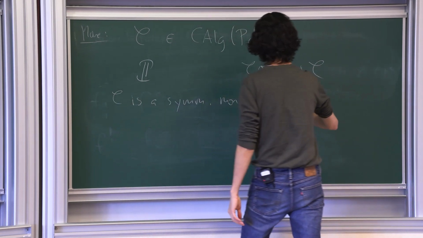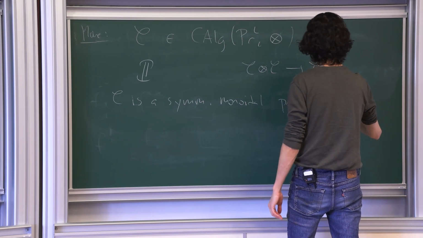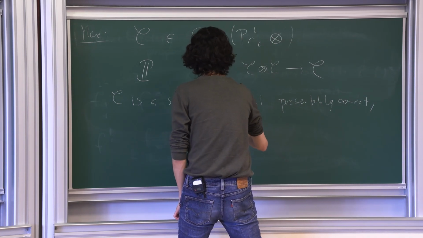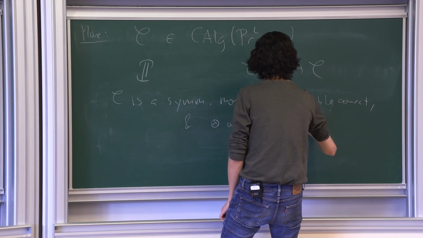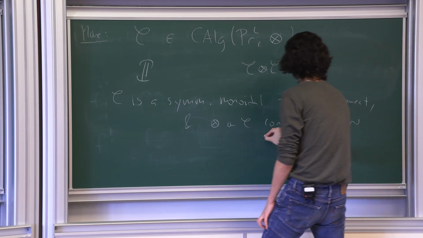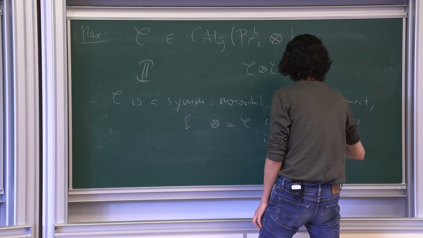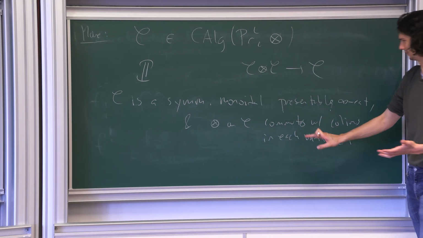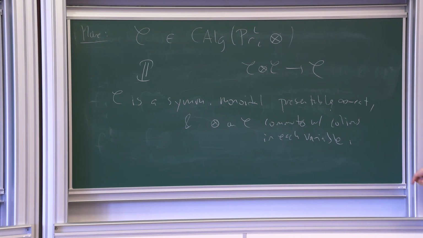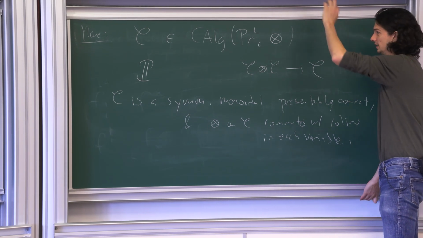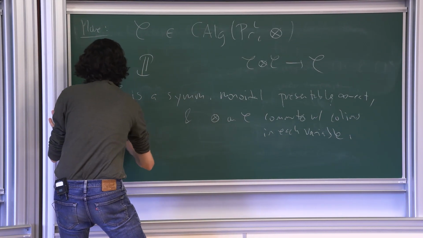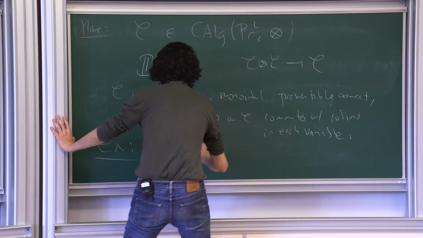presentable infinity category, and the tensor product on C commutes with colimits in each variable. Because this is a mouthful, people often call this a presentably symmetric monoidal infinity category. So, well, a basic example for us would be D of X for an affinoid.